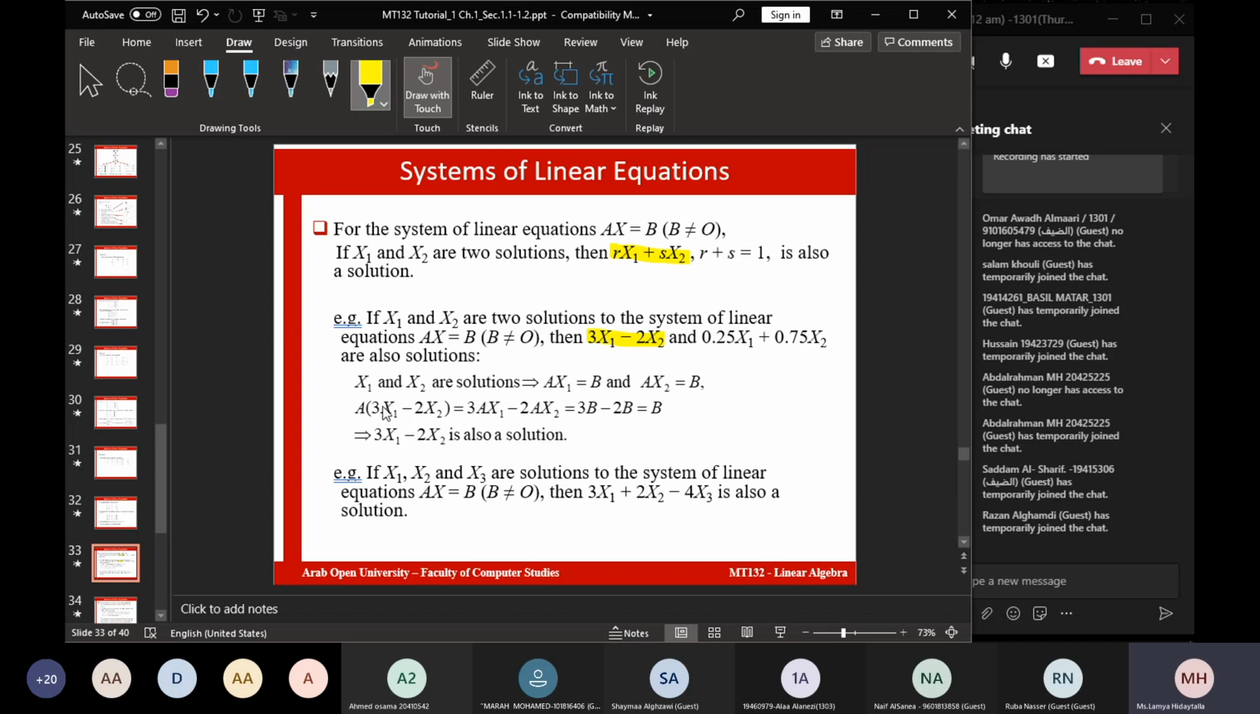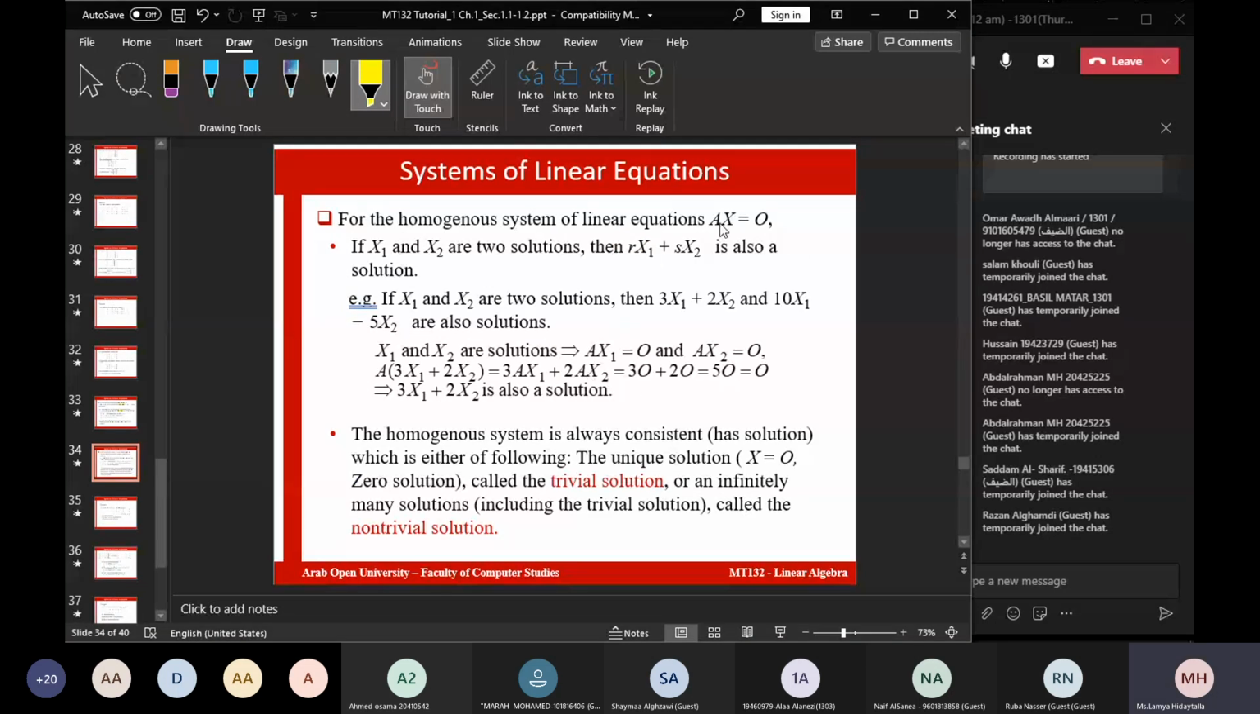And this is not only for x1 and x2. If I have x1, x2, x3, up to x10, x100, any number of solutions, if we multiply each one of them by a number and then add them up, such that the addition of the numbers is equal to 1, I'm going to get another solution from them.